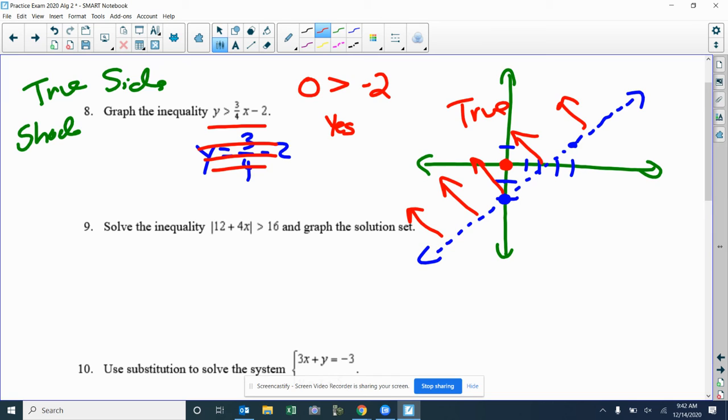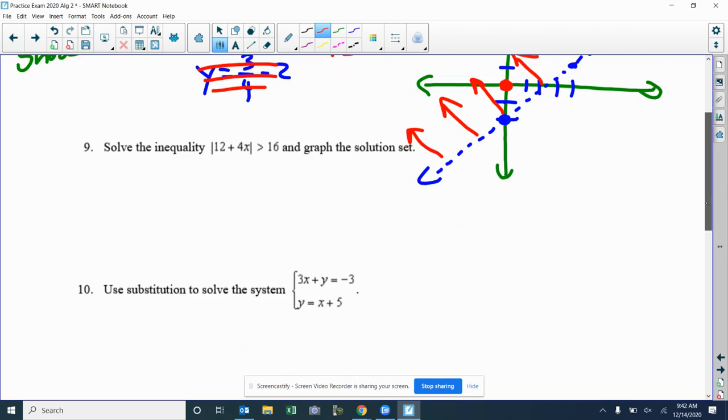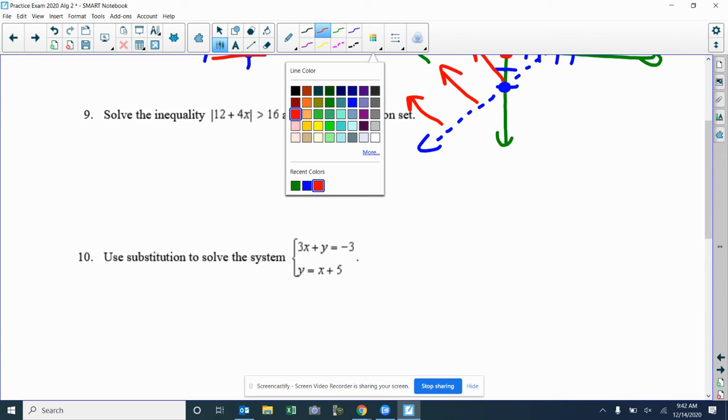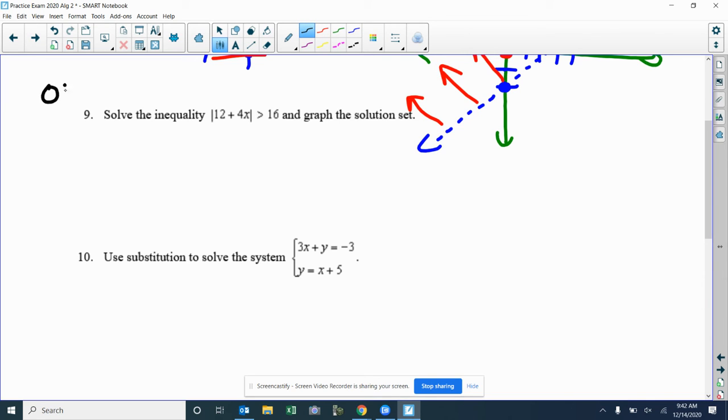Where are we at? Feeling okay? Number 9. Number 9 has a lot going on, okay? Take some good notes on 9 here. It's an absolute value. When we see absolute value, we need to think 2. You have to write 2 separate inequalities. First you have to think, is it a greater than or a less than? Well, this is a greater than, isn't it? So I'm going to put "or" between my statements, my 2 things I'm going to create.